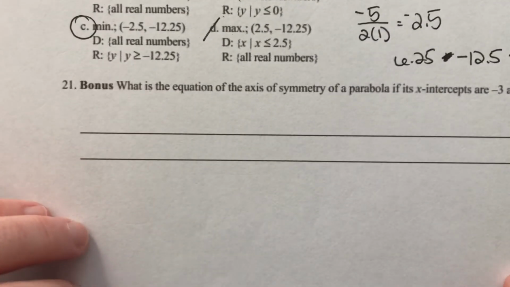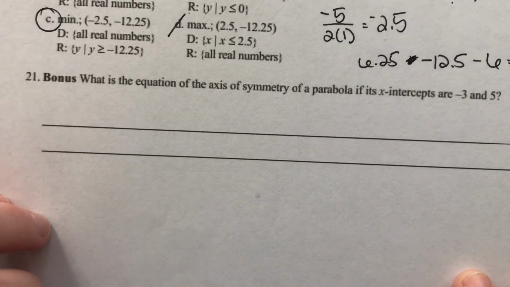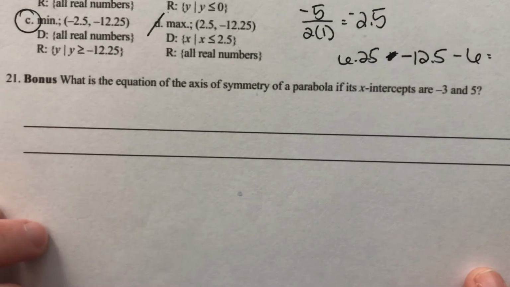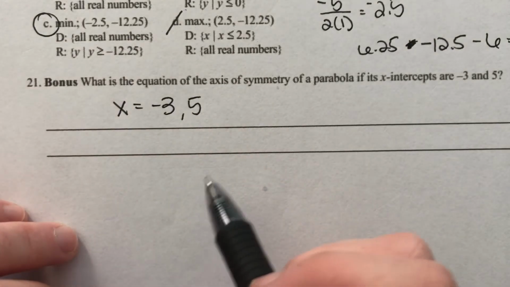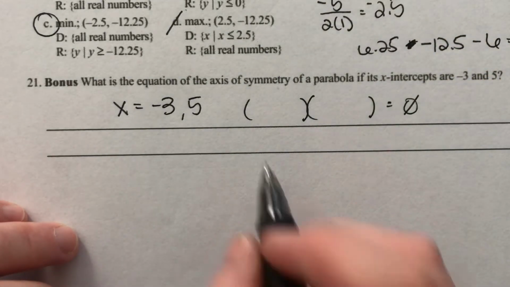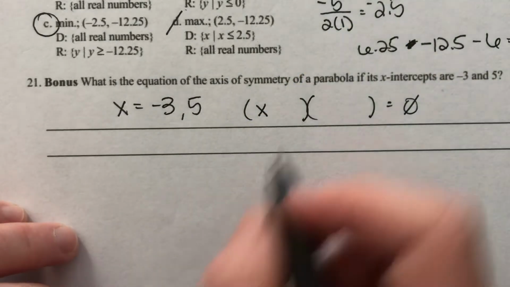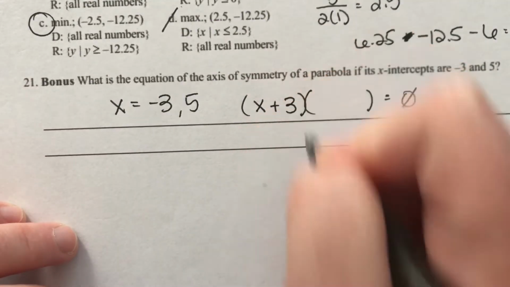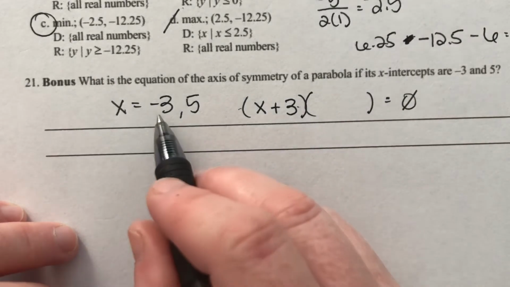Okay, number 21. What is the equation of the axis of symmetry of a parabola if its x-intercepts are negative 3 and 5? Okay, so if the x-intercepts are negative 3 and 5, that means the solutions are negative 3 and 5, right? So how else could I write that? Well, remember when I'm solving a quadratic equation, I factor it to get down to this point, set equal to 0, I set each parentheses equal to 0, and I solve for x. So in this case, one of them's equal to negative 3. So that means the original binomial here would have had to be x plus 3. Because if x plus 3 equals 0, and I subtract 3 from both sides, x would equal negative 3, right?